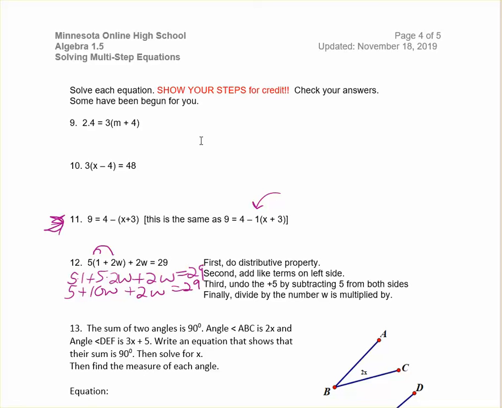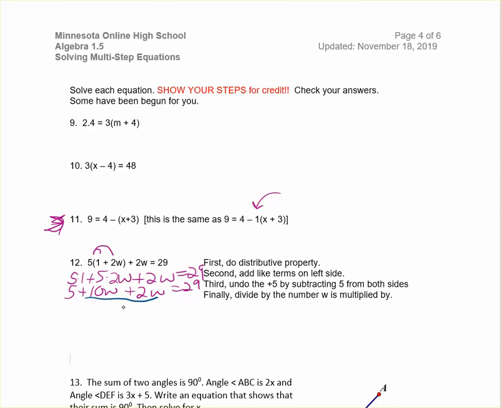Now I'm ready for the second step, which is to add like terms on both sides. So I don't have any on the right side, it's just a 29 over there. But on the left side, I do have to combine my like terms. So I would have 5 plus whatever 10w plus 2w is. So that will give you your, I'll let you write that in. And then you'll undo the plus 5 by subtracting 5 from both sides. That'll be your third step. And then finally you'll be able to divide by the number in front of w.